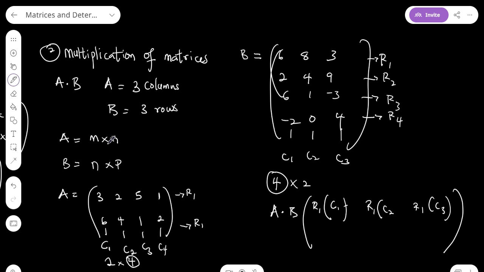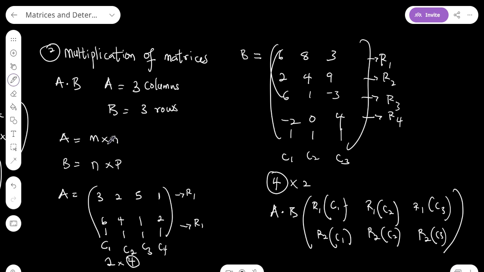Now, row 2 matrix A only has 2 rows. So, row 2 multiplies column 1, row 2 also multiplies column 2, right? And then row 2 multiplies column 3. And this is how to perform multiplication of two matrices. So be careful. All elements in row 1 multiply all elements in the column. So we are doing row by column.